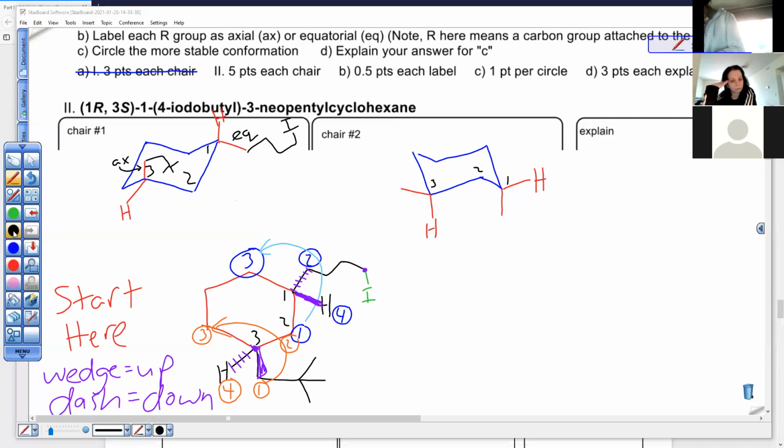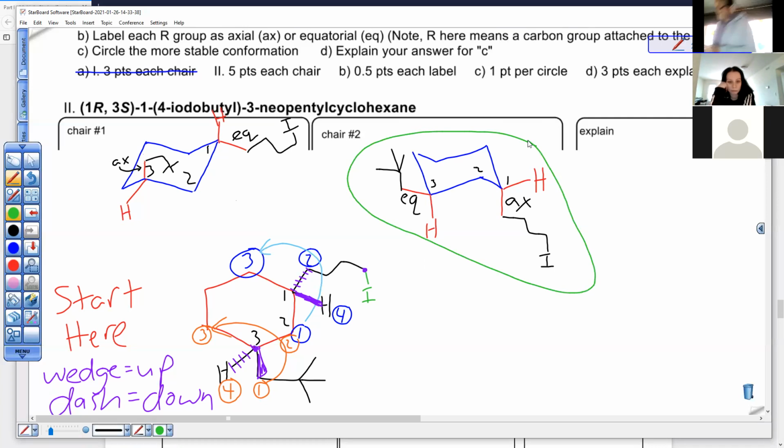Iodobutyl still down on 1, 2, 3, 4, I. Neopentyl still up on 3. That's just what chairs do. Up stays up, down stays down. Equatorial here becomes axial here. Axial here becomes equatorial up here. We're flying now. We got 12 points. Seems to speed up. And one quick point.